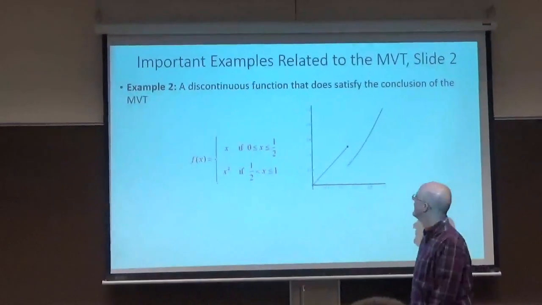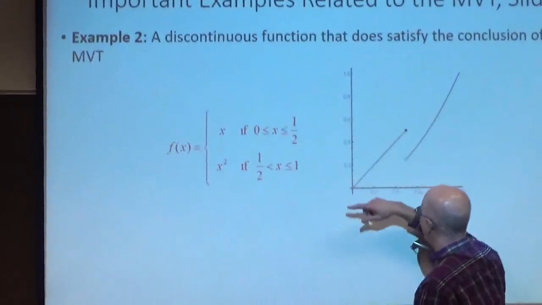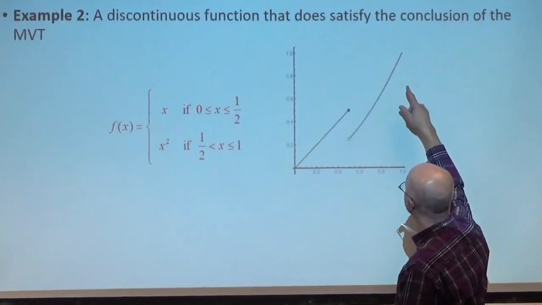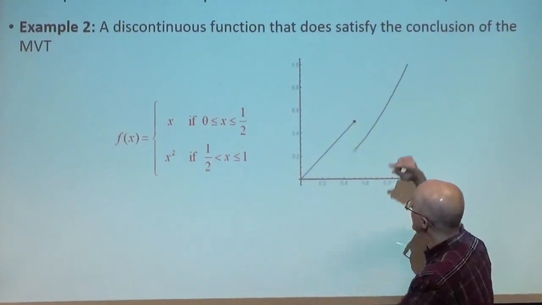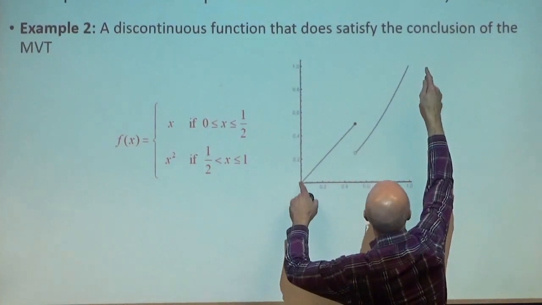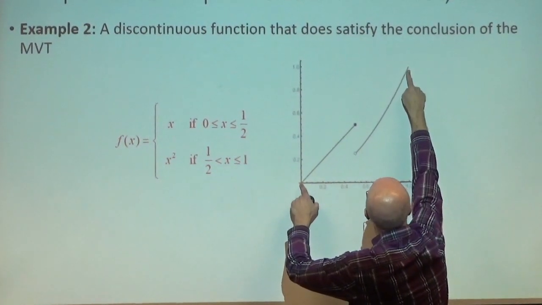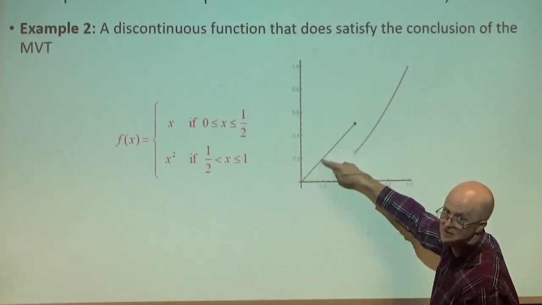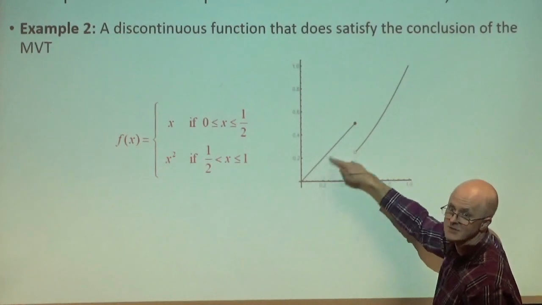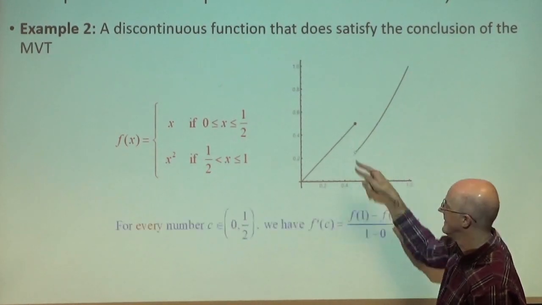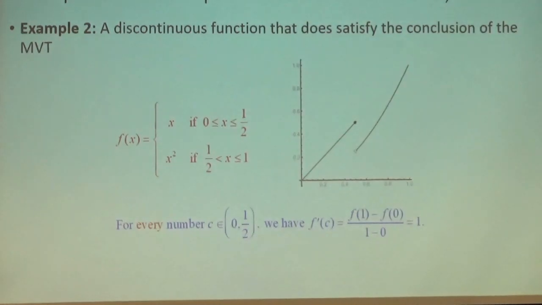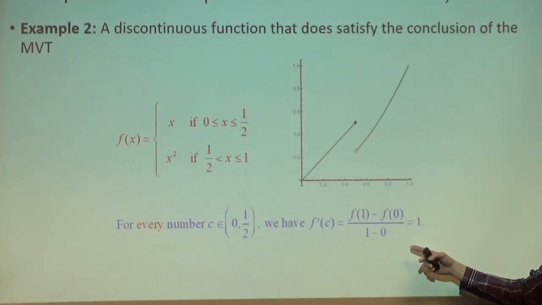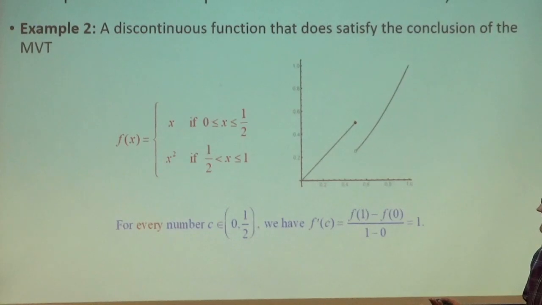This one's also piecewise. It looks like this. It's x when x is between 0 and 1/2, and x squared if x is between 1/2 and 1. And the secant line between 0 comma f of 0 and 1 comma f of 1 has a slope of 1. And every point along here has a tangent line that also has a slope of 1, because that's a straight line with a slope of 1. For every number c between 0 and 1/2, the conclusion of the mean value theorem holds. That's kind of amazing. Even though this function is not continuous.